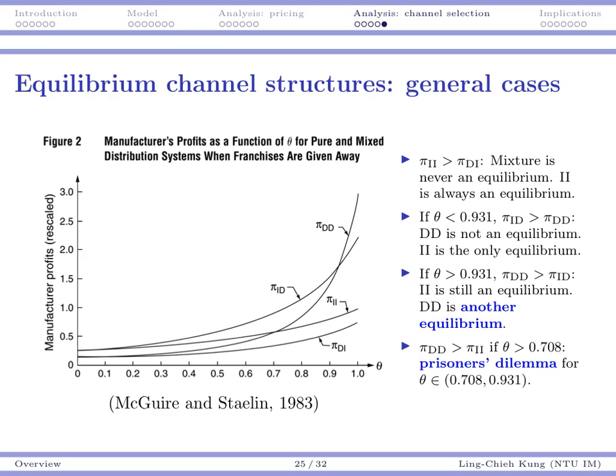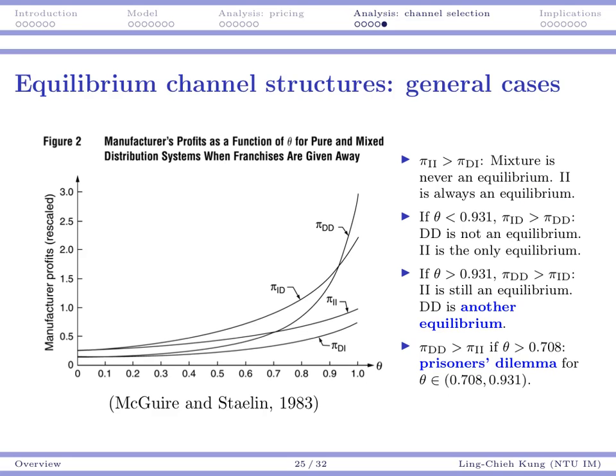Because pi II is always greater than pi DI, DI is never an equilibrium, and II is always an equilibrium. Because if they are choosing II, no one will want to become DI. Okay? Manufacturer 1 does not prefer DI. Manufacturer 2 does not prefer ID. No one wants to become the single guy who is doing decentralization. So II is always an equilibrium.